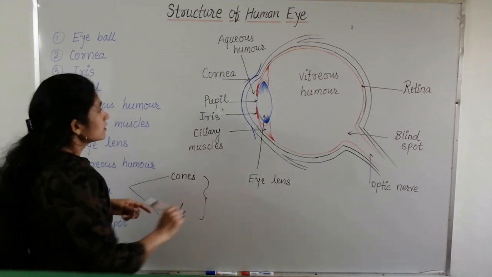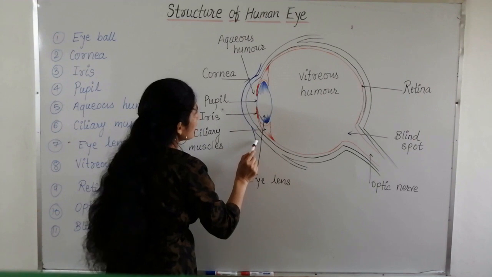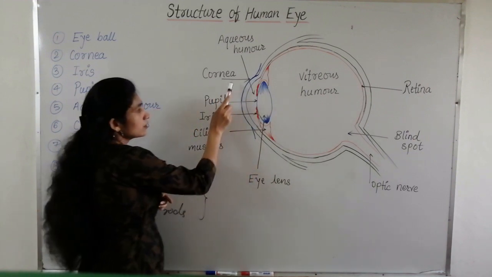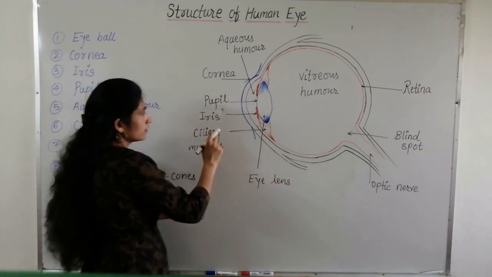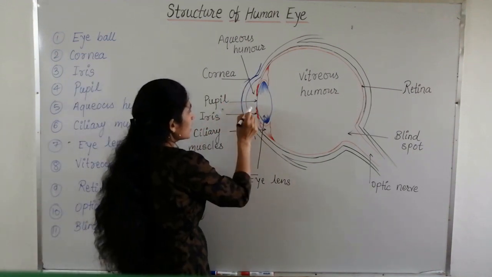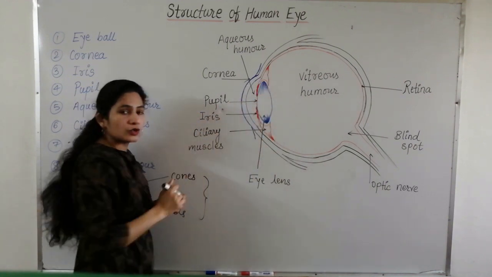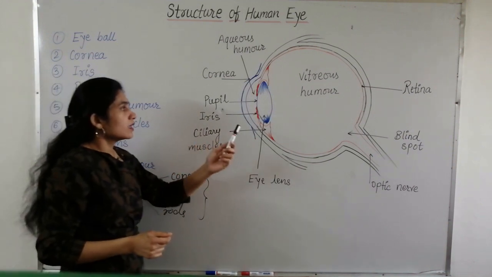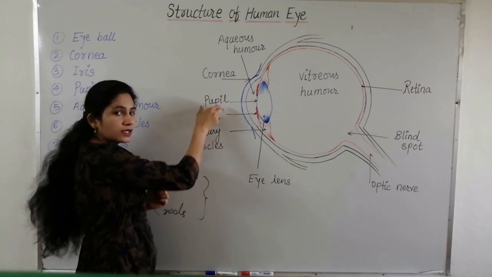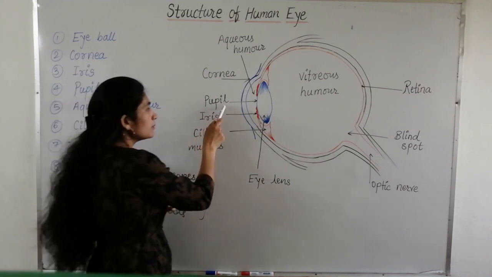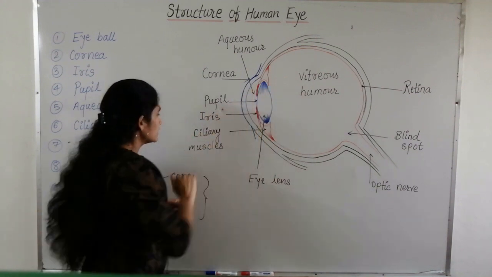Let's summarize this class. First point is the cornea. The cornea is the outer part of the eye, and its function is to focus the light and also to protect the human eye. Then the iris. The iris is behind the cornea, which controls the size of the pupil and hence controls the amount of light which enters our eyes. It contracts or expands, and accordingly the size of the pupil increases or decreases. In bright light, the size of the pupil decreases. In dim light, the size of the pupil increases.